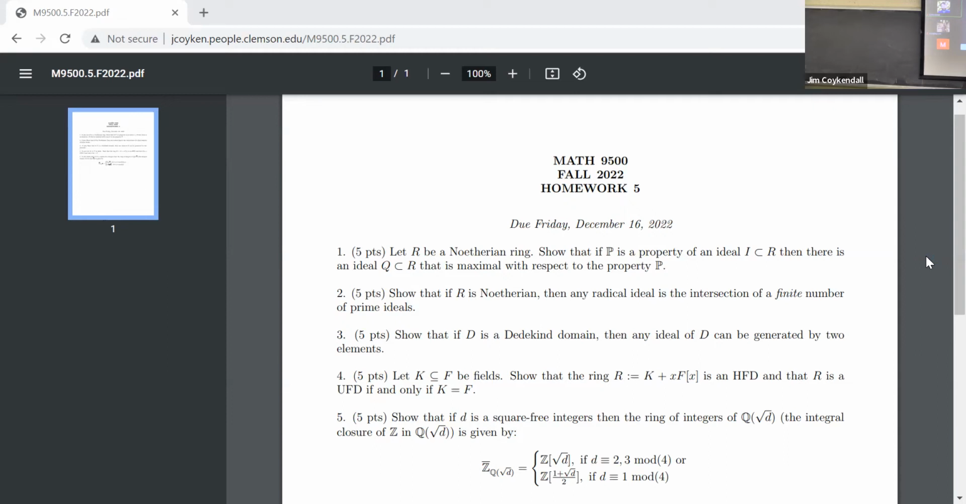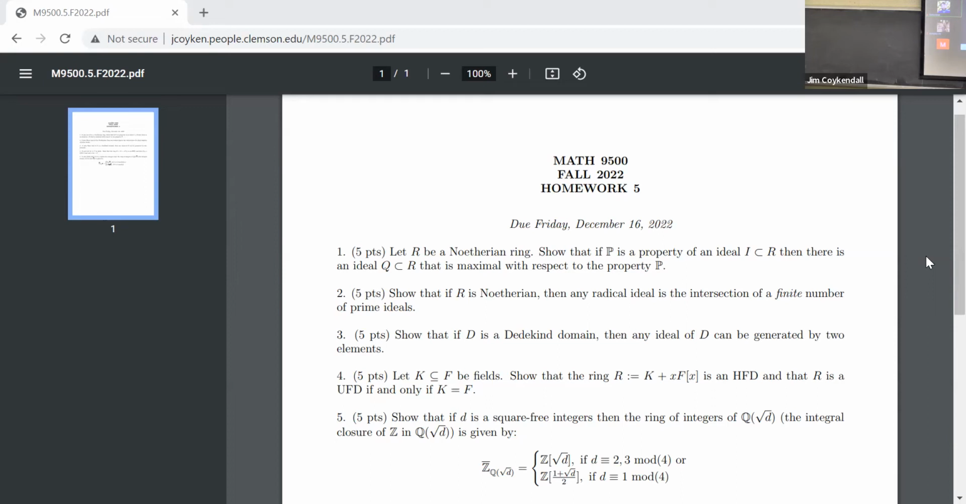Number three, show that if D is a Dedekind domain, then any ideal of D can be generated by two elements. There are a number of tacks you may take for this. I like to think about this in terms of prime ideal factorizations, and maybe localization might help as well.